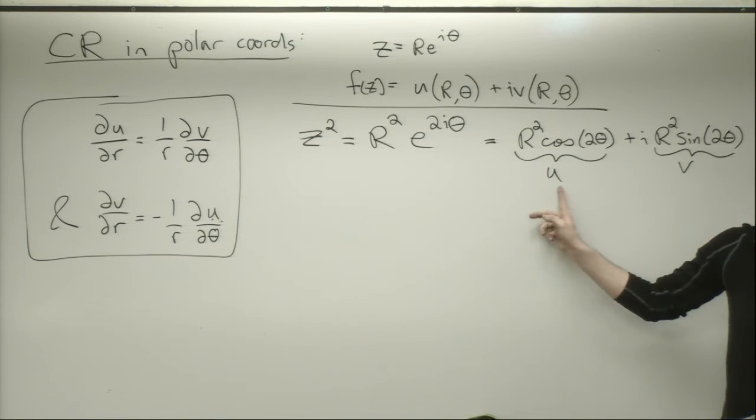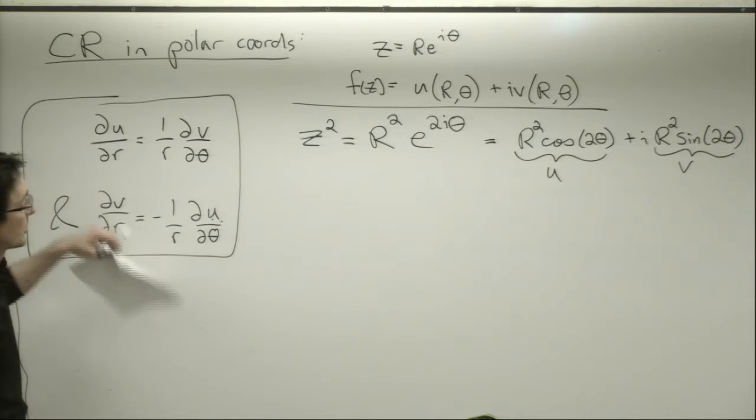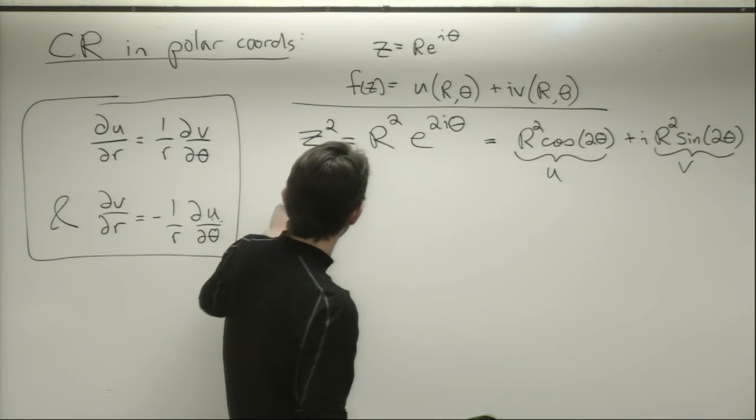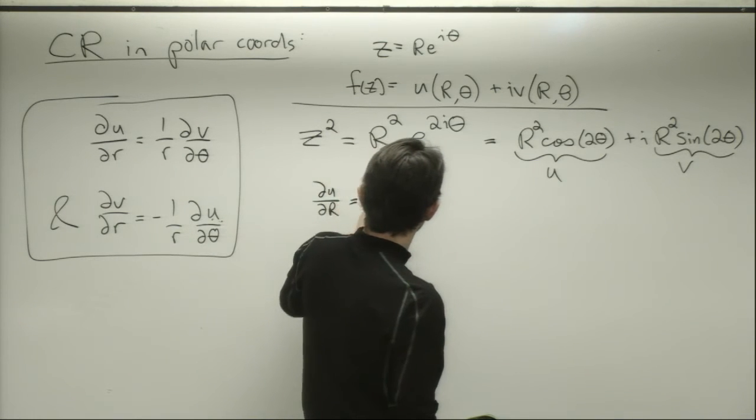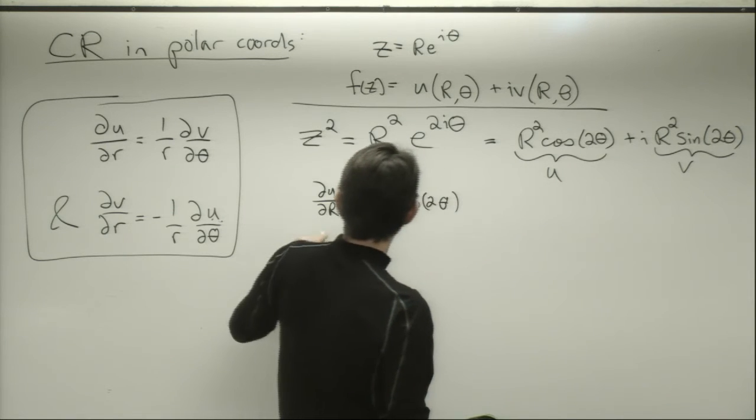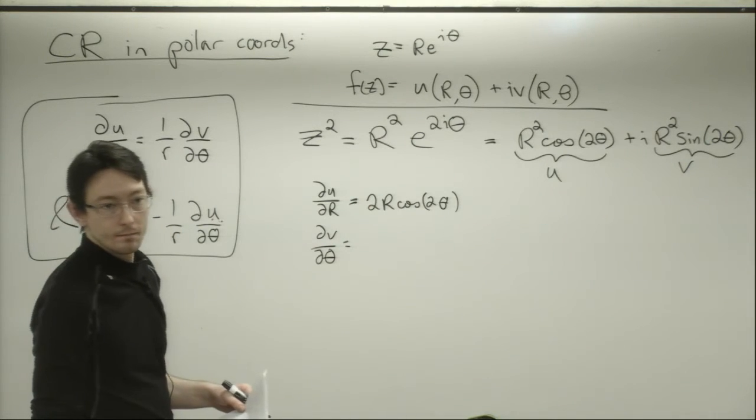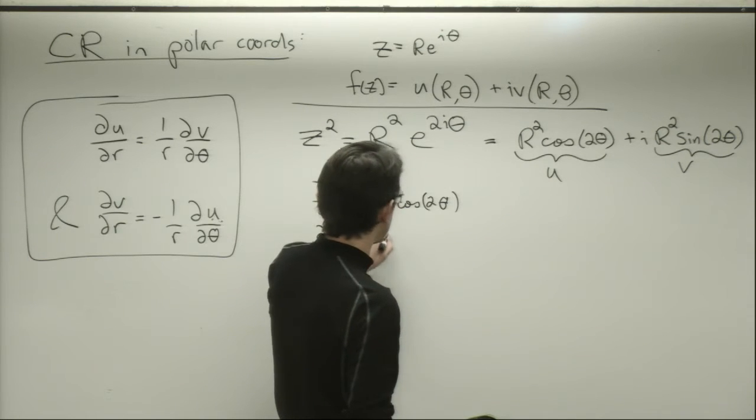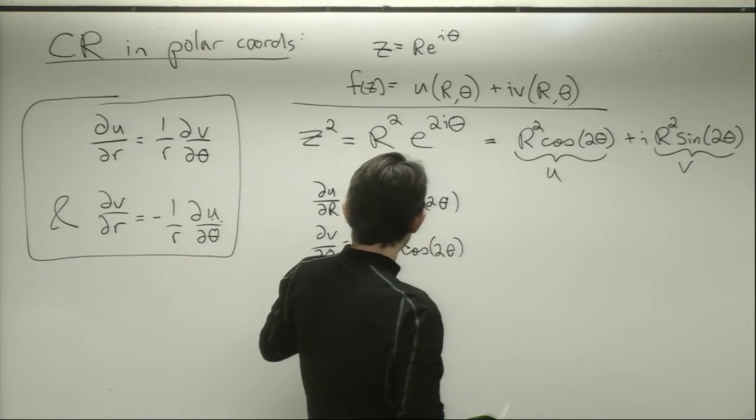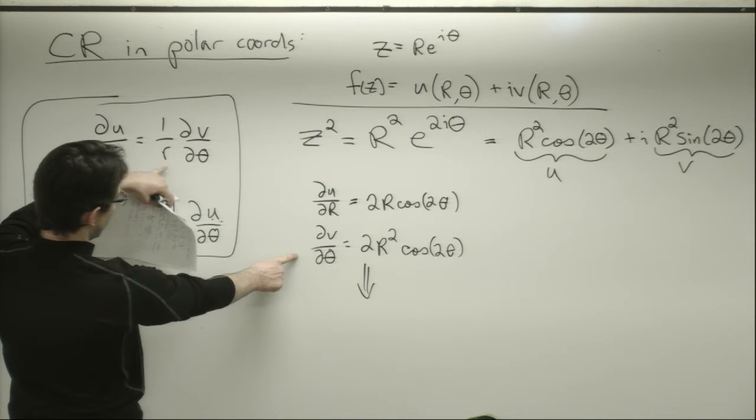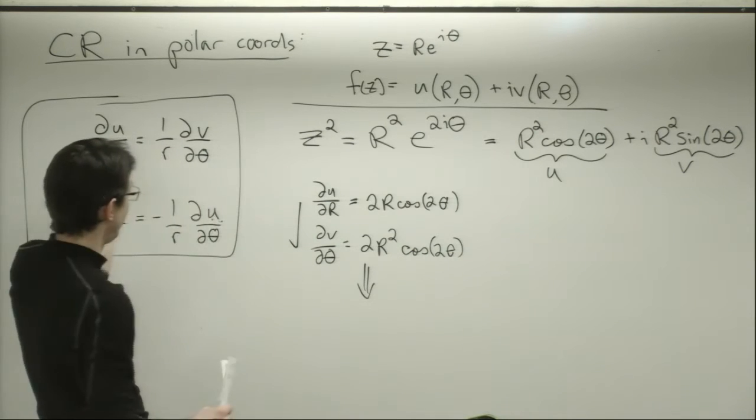I'm actually starting to think that this was easier in Cartesian coordinates, but we'll go with it. So what is partial u partial r? Partial u partial r is 2r cos 2 theta. What's partial v partial theta? It's 2r squared times the derivative of sine 2 theta, which is cos 2 theta. So if I take dv d theta divided by r, I get du dr. That Cauchy-Riemann condition, the first one, is satisfied.